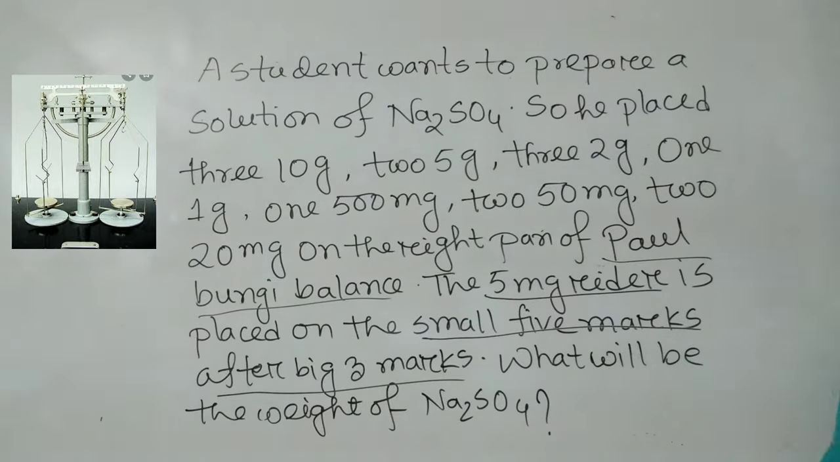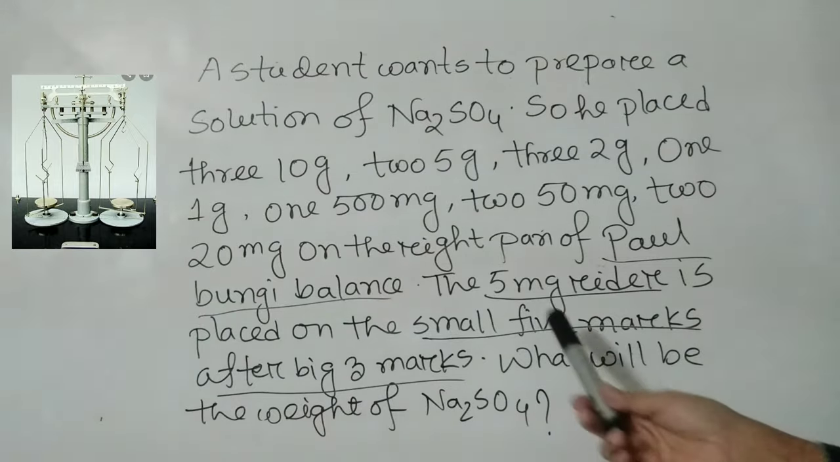Because in my previous discussion I told you that in Paul Bunge balance 0 is placed at the left. So if 0 is placed at the left, then you know how we calculate the Rider constant. That time we should multiply the result of weight of Rider divided by beam division into 2. This is an important segment: in Paul Bunge balance, to calculate the Rider constant, we should multiply the weight of Rider divided by beam division into 2.